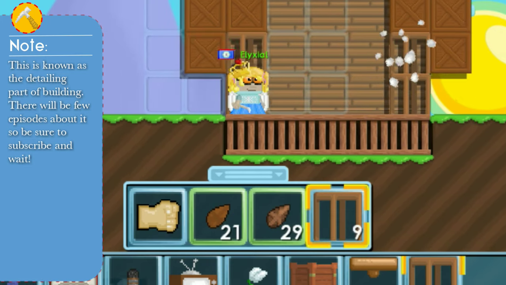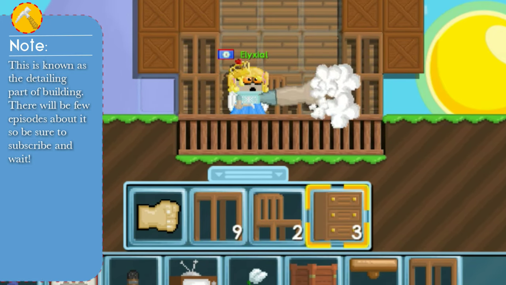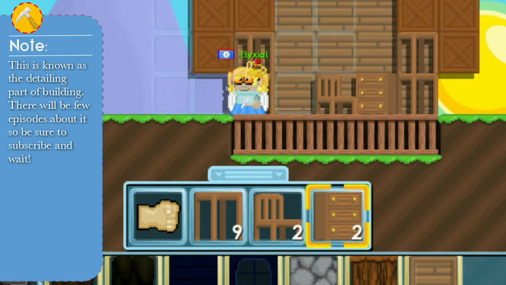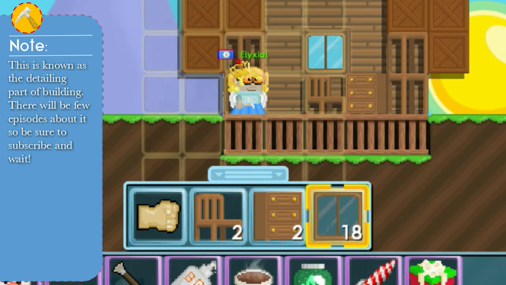This is the detailing part of the building. It will be discussed in the next few episodes, so be sure to subscribe and wait for more episodes.